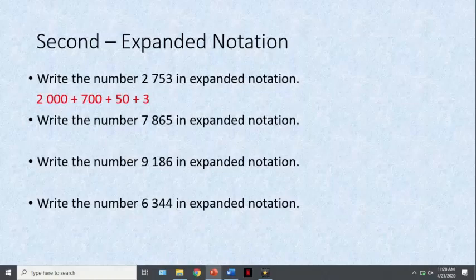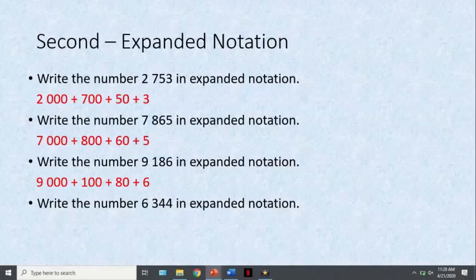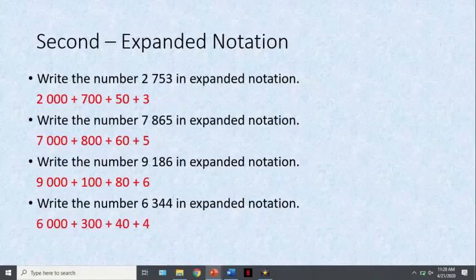Here is our first answer. 2,000 plus 700 plus 50 plus 3. Next one, 7,000 plus 800 plus 60 plus 5. 9,186 is 9,000 plus 100 plus 80 plus 6. And our final one, 6,344, is 6,000 plus 300 plus 40 plus 4.